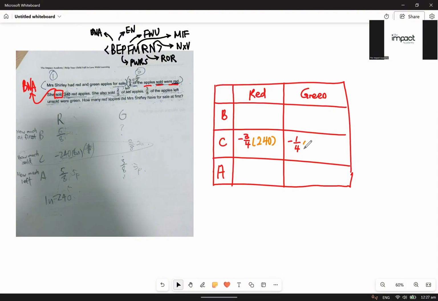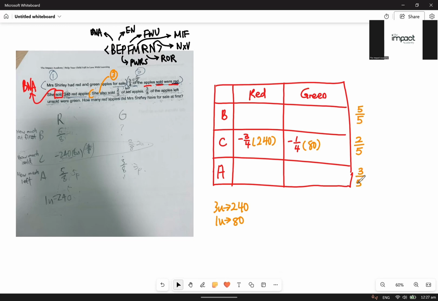So from here itself, you can also quickly find 1 unit, right? So 3 units is 240. Okay, 1 unit in this situation, of course, we know that it's 80. So 80 green was sold. The question also then went on to say she also sold 2/5 of her apples, which means to say everything over here is 2/5, everything over here is 5 over 5, everything over here is 3 over 5.